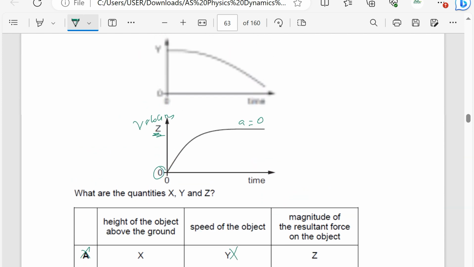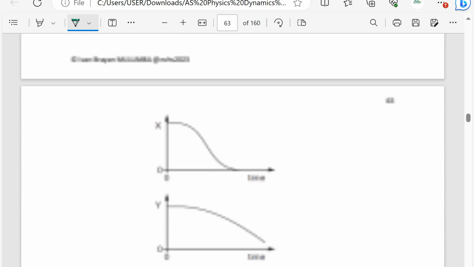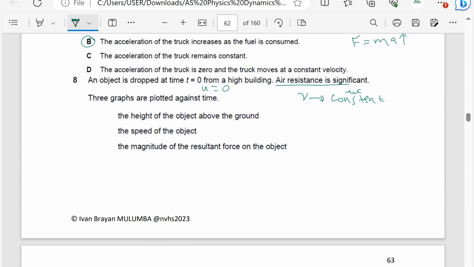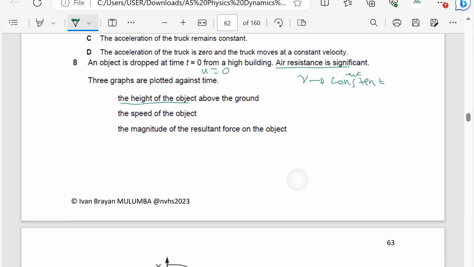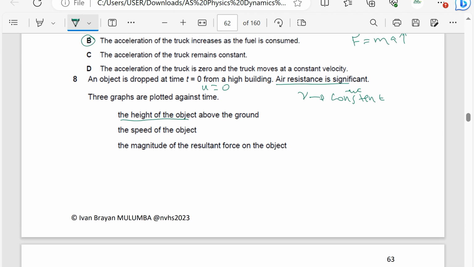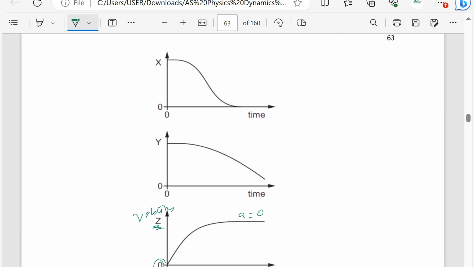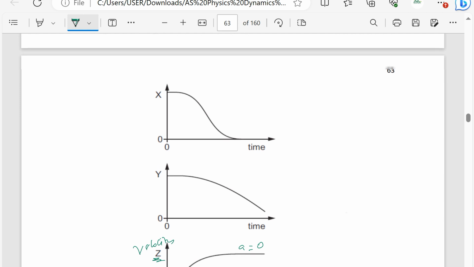Okay, let's check. What is happening to the height? One graph is for the height. Remember the object is dropped from a building, a high building. The height of the object above the ground, I think the height should be decreasing. So it means y is going to be the height. The height should be decreasing. But for both graphs x and y, the height is decreasing.